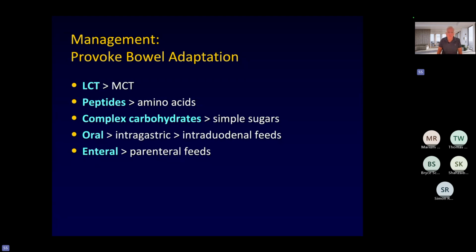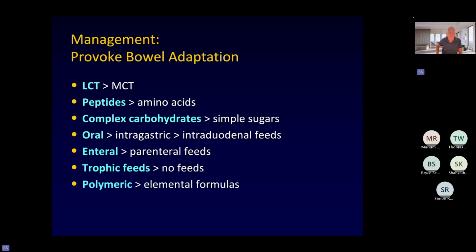Studies have shown that if you place an experimental animal on parenteral feedings exclusively, within several days, the bowel mucosa will atrophy by as much as 50%. So the absence of enteral feedings is, by definition, going to be associated with reduced bowel adaptation. Trophic feedings, even feedings given in very small amounts, is better than no feeding at all. And finally, polymeric formulas are better than elemental formulas, obviously depending upon tolerance.